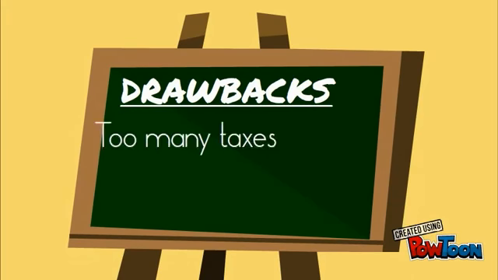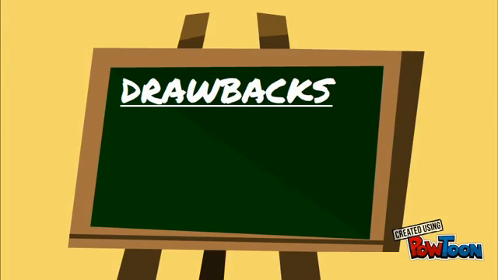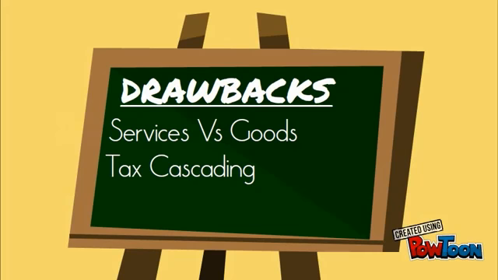First of all, there are just too many taxes. Secondly, there are multiple jurisdictions for the taxpayer. That is, to pay service tax, the taxpayer has to deal with the central government, but to pay VAT, he has to deal with the state government. Thirdly, services and goods are subjected to different rates of taxation. Fourthly, there is tax cascading across the value chain. And finally, there are interstate barriers in the form of taxes such as CST and entry tax.